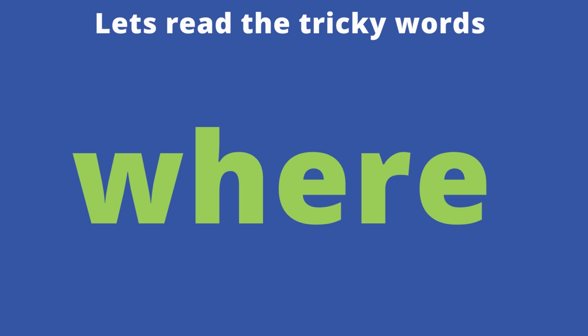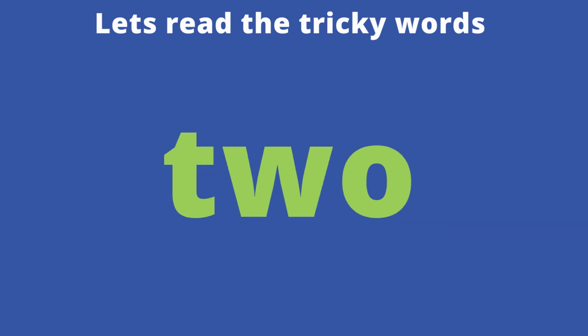Now, this word, the WH is making a W sound, which we know already. It's not making a sound, it's making a W sound. So, W. But the last part is tricky. The E, R, and E is making an ear sound. So, not ear, air sound. So, it's W, air, where. Let's try that again. Air, where. Well done, everyone.